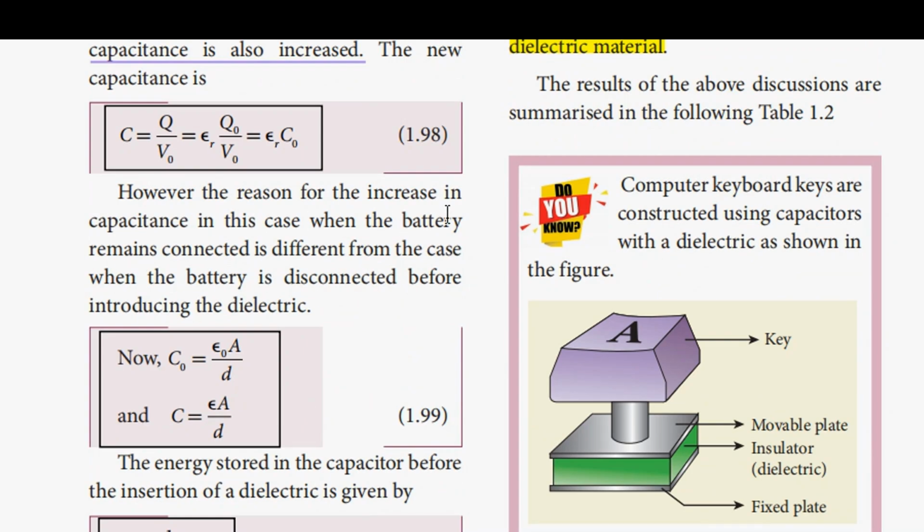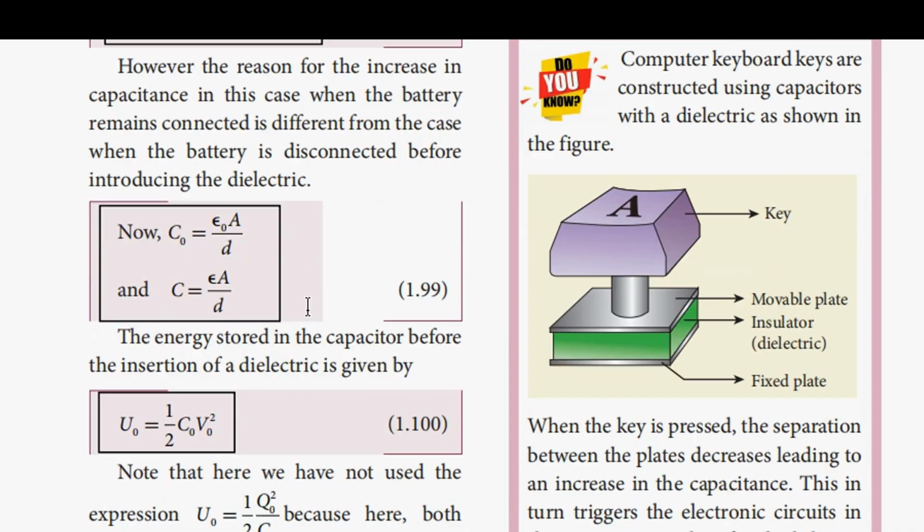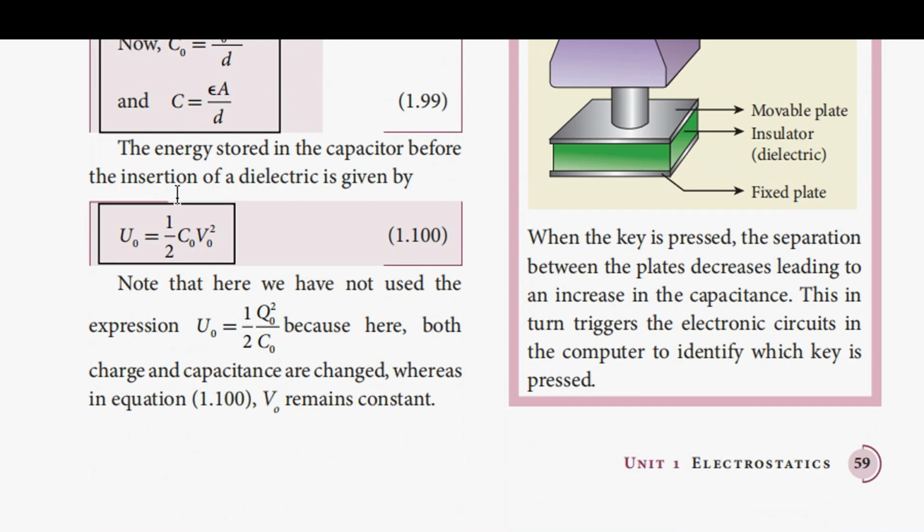However, the reason for the increase in capacitance in this case, when the battery remains connected, is different from the case when the battery is disconnected before introducing the dielectric. So we get these two expressions, C0 equal to epsilon naught A by d and C equal to epsilon A by d. The energy stored in the capacitor before the insertion of a dielectric is given by equation 1.100, that is U0 equal to half C0 V0 squared. Here we should note that we are not using the expression U0 equal to half Q0 squared by C0, because here both charge and capacitance are changed, whereas in this equation, V0 remains constant.